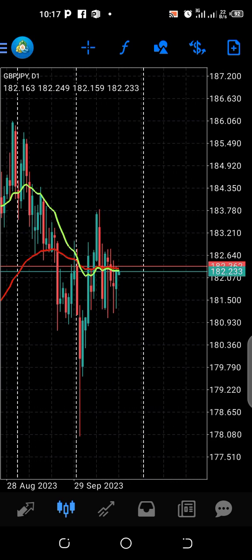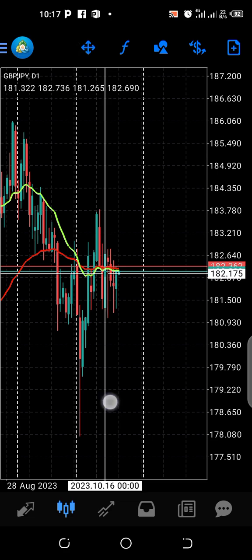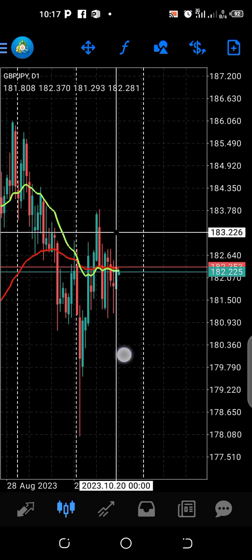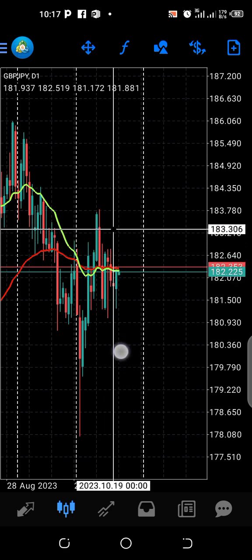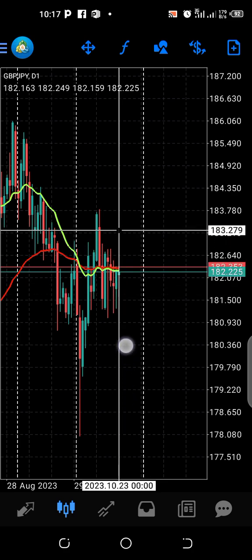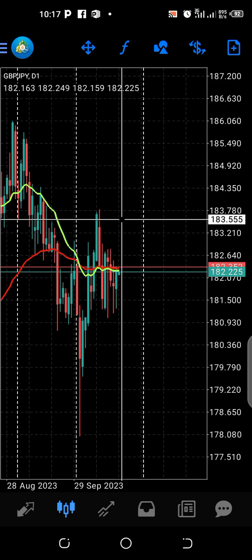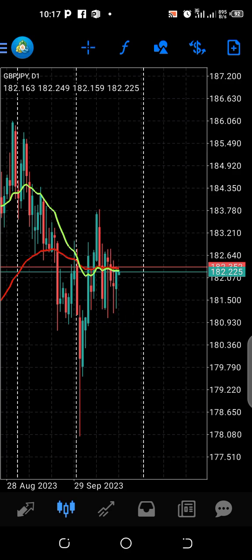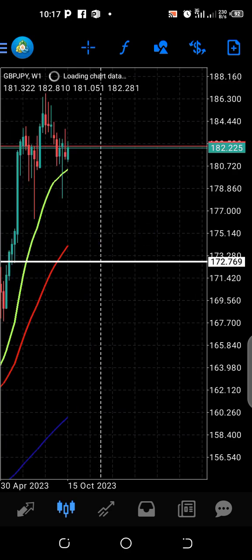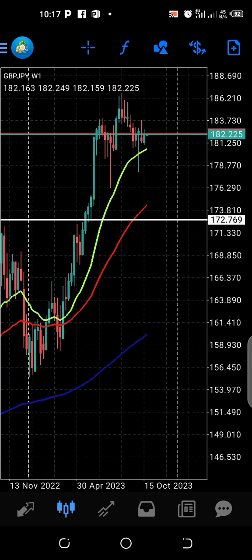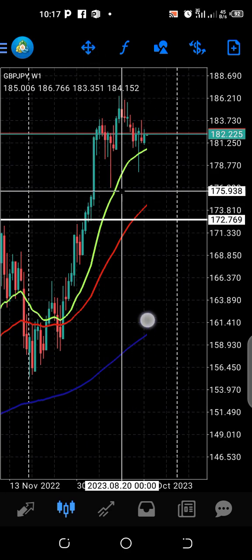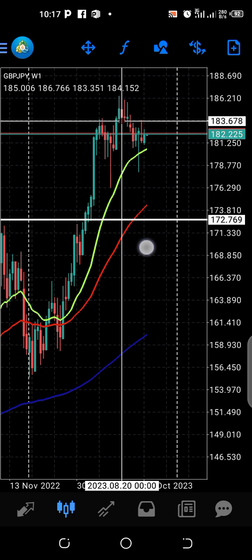Then GBP JPY, same thing here. Though this is a bullish engulfing, I think the market might rally up to this level before it descends back, because this is one of the reasonable plays that has the capacity to push it down on the weekly. Like I said, it's going to try to retest this zone, because this is a bullish engulfing, a very reasonable one.